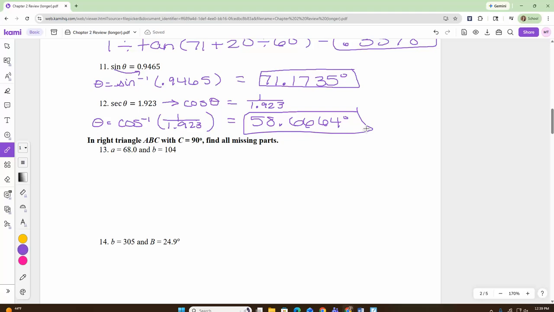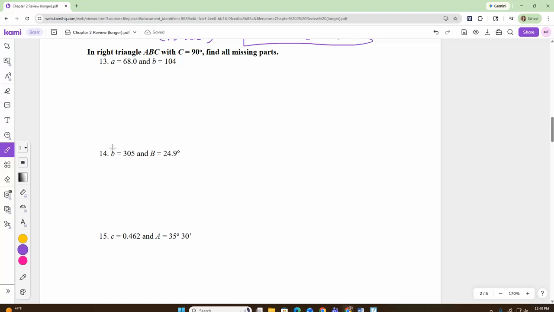All right, then we got into solving a triangle. So 13, 14, and 15 are all the same. Pick one. Which one do you want me to do? 14. Okay. So we have right triangle ABC. I strongly recommend drawing a triangle. C is the right angle. Side B is 305. That's across from angle B. Angle B is 24.9 degrees. I have to find everything else.